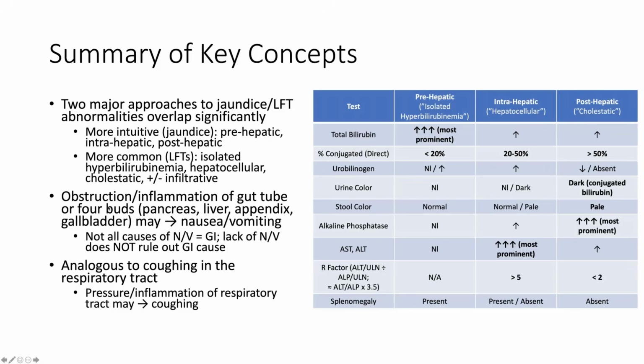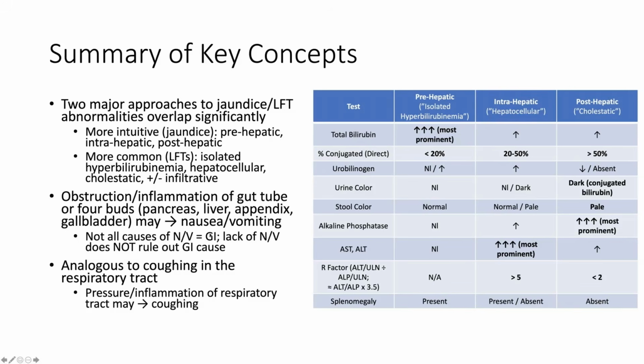What does it mean? So the punchline is that anytime you have obstruction or anytime you have inflammation of a gut tube or one of the four buds, so the pancreas, liver, appendix, or gallbladder, it can, not always, lead to nausea and/or vomiting. Obvious caveats are that not all causes of nausea and vomiting are GI related, right?